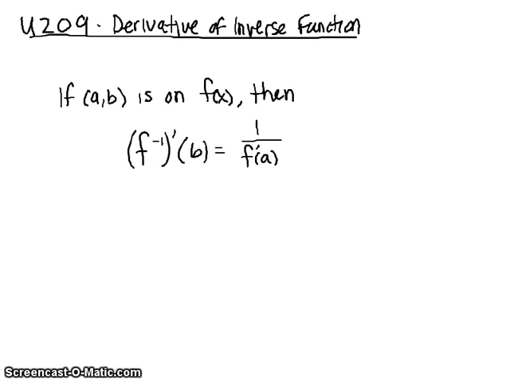We have, if the point (a, b) is on some function f of x, then just like in the inverse trig video, that -1 exponent that you see right here is not really an exponent, it's saying the inverse function. So the derivative of the inverse function of f evaluated at the point b is equal to 1 over f prime of a. So if (a, b) is on f, then the derivative of the inverse of f at b is equal to 1 over the derivative of f at a. So where is all of this coming from?